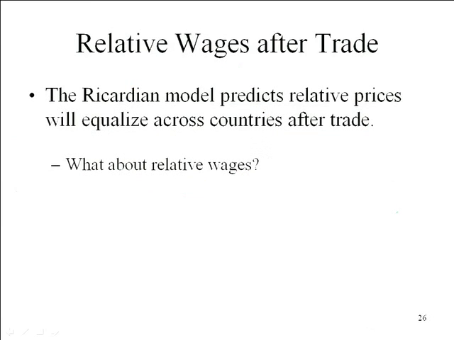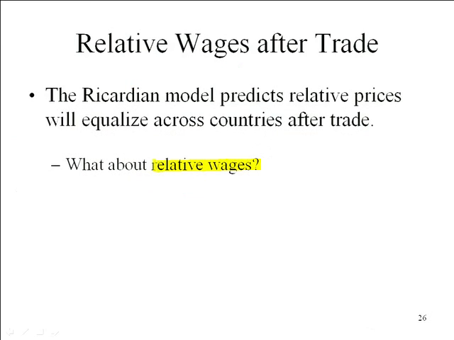Okay, so we see here then that within the context of the Ricardian model, relative prices converge once we open up the international trade. By the way, we'll see that again and again. It has nothing special to do with the Ricardian model. All models of international trade give you a convergence of relative prices of traded goods. So now we want to think about what happens to relative wages rather than relative prices.